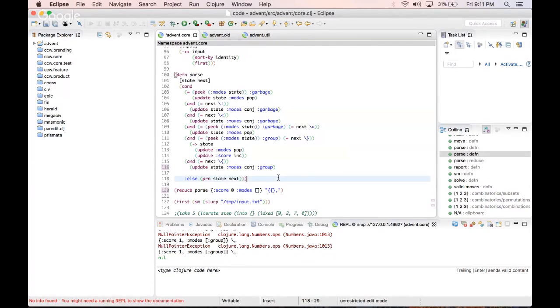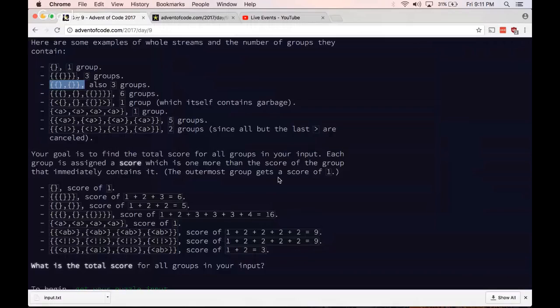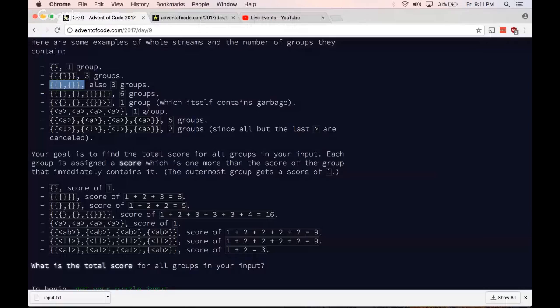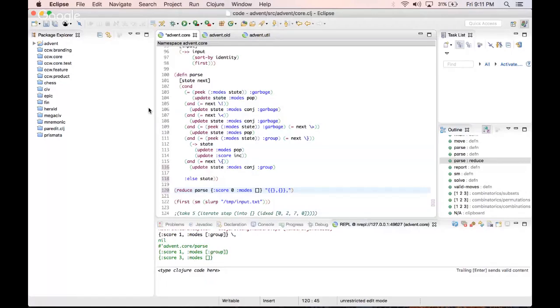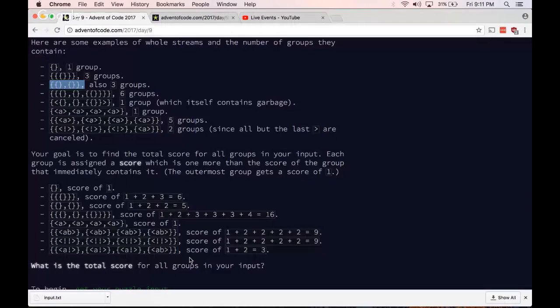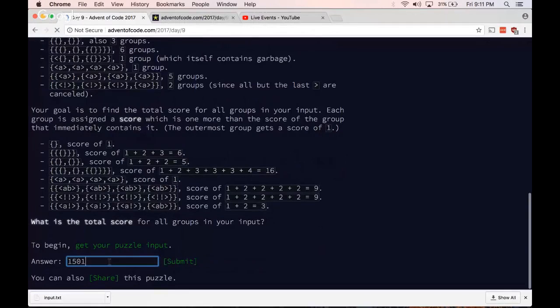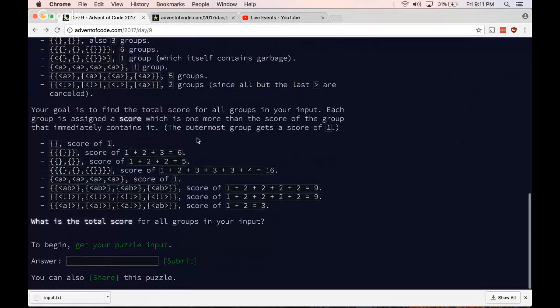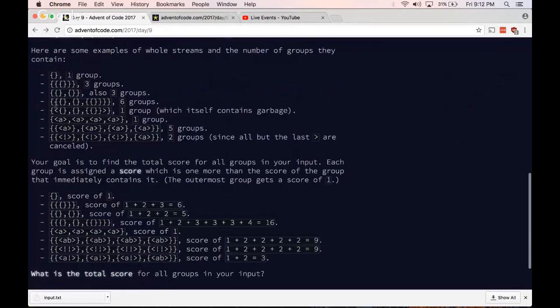Okay, so I think that when nothing bad is encountered, we just want to stay in the same state. So in this situation, score is 3, also 3 groups. All right, so let's try it again. 1501. All right. 1501. Not the right answer. Okay. Well, let's try it with the use cases.